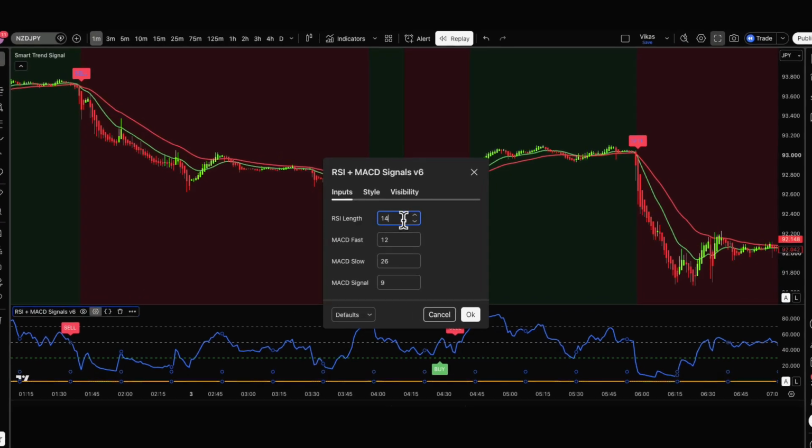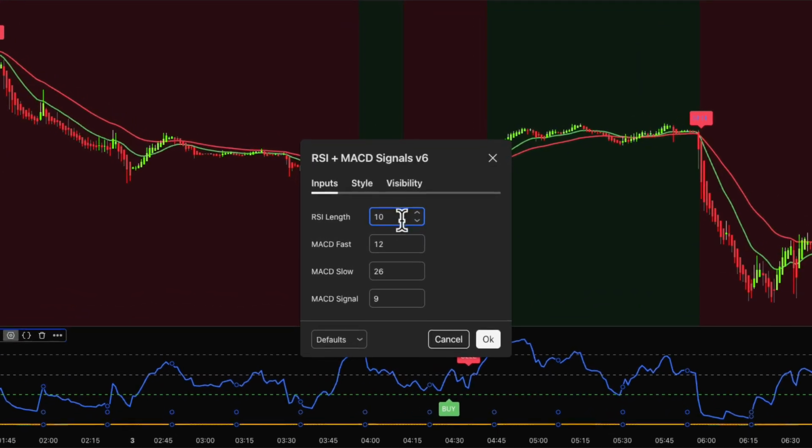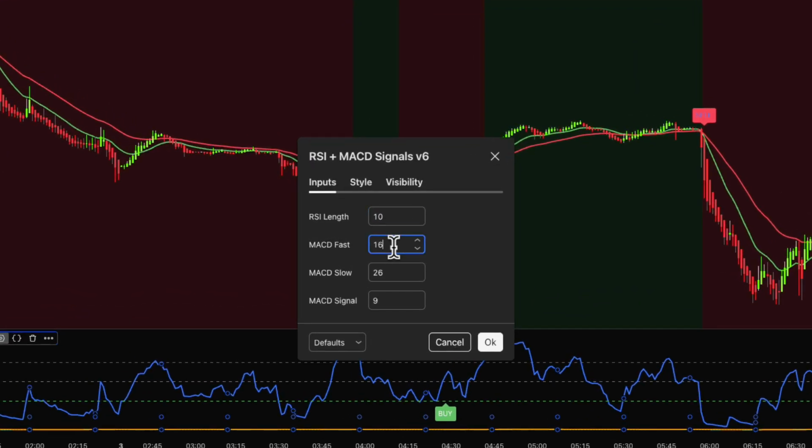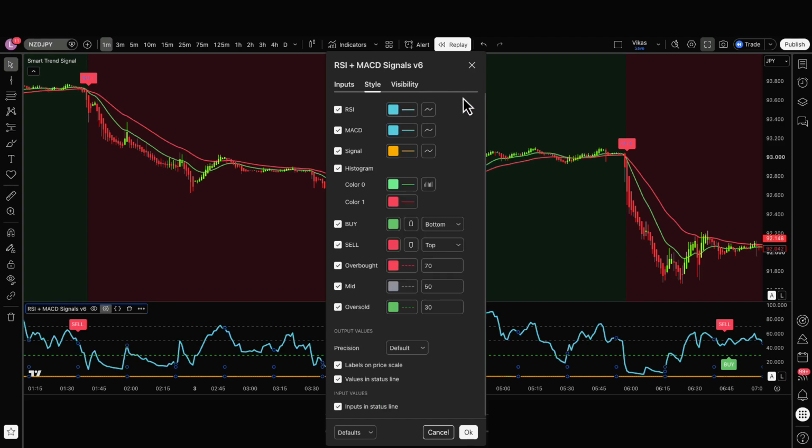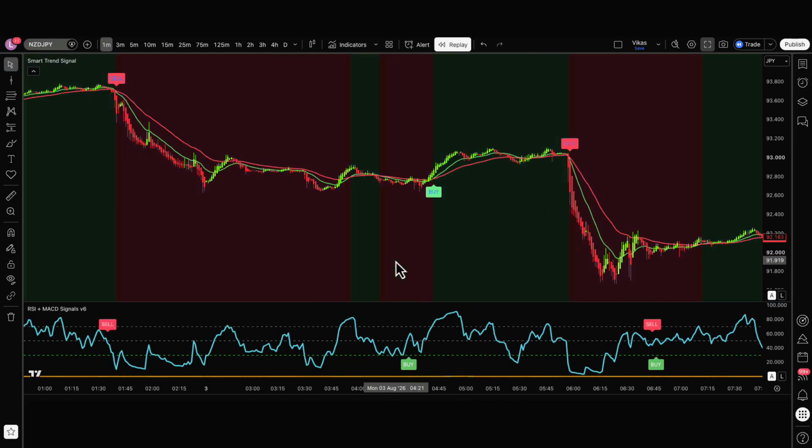We change RSI length, 14 to 10. After, change MACD fast, 12 to 16, and after, change MACD slow, 26 to 17, and after, change RSI, blue to light blue. Finally, click OK. Our complete trading setup is now ready.